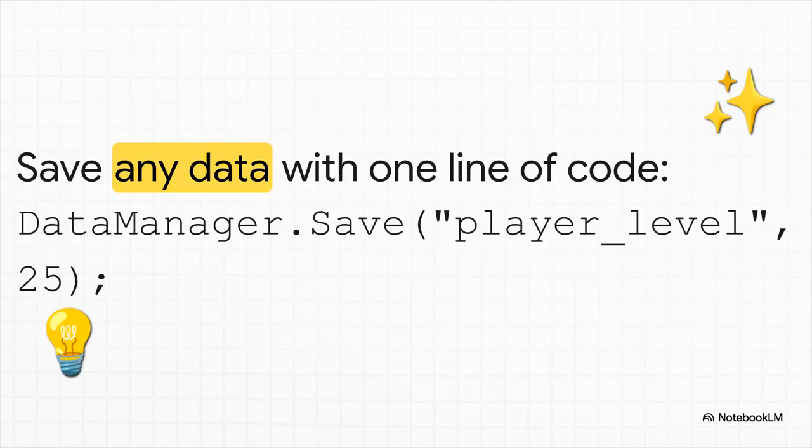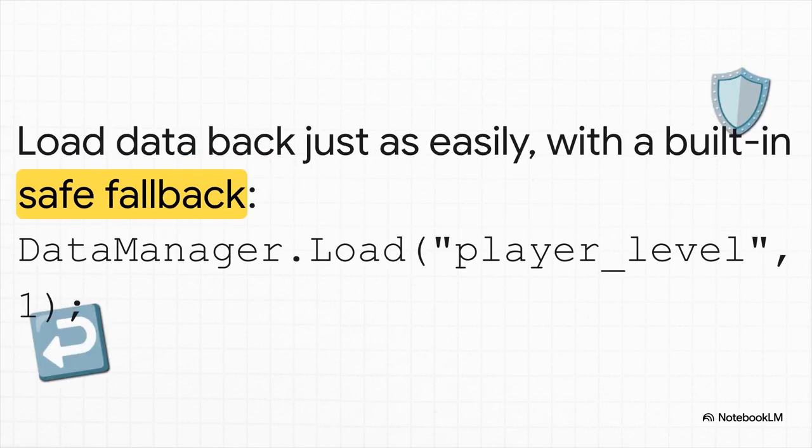Let's actually look at the code. It's beautiful. To save something simple like the player's level, you just call DataManager.Save, give it a name like a key, in this case player_level, and then the value, 25. That's it. One line. So clean, so easy to read. And loading it back is just as simple. You just call Load with that same player_level key.